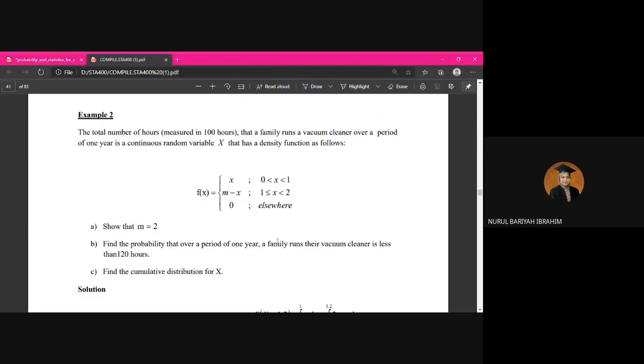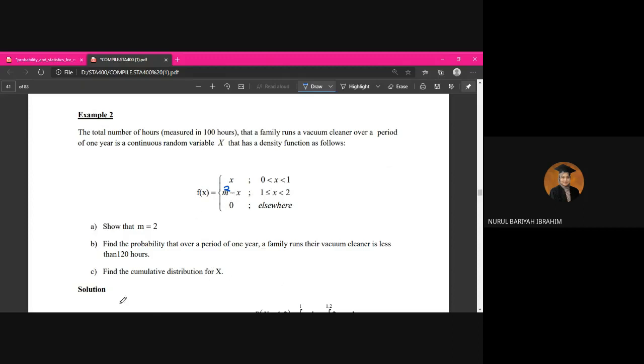Okay, let's see the other example. We have a random variable X, which is a continuous random variable, and we have two intervals here, X from 0 to 1 and X from 1 until 2. We have two functions. Previously, M here is 2. We already showed in the previous lesson how to get the value of M and how to find B. So now we want to find the cumulative distribution of X if we have two intervals and two functions of fx here.